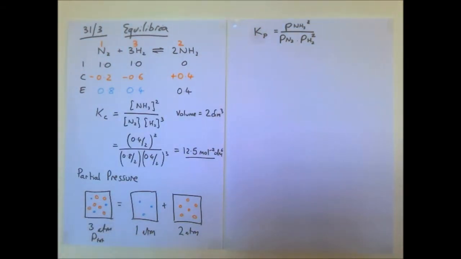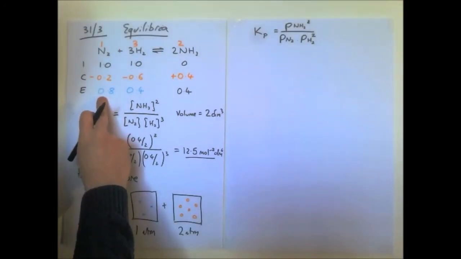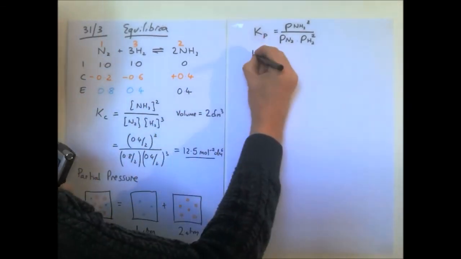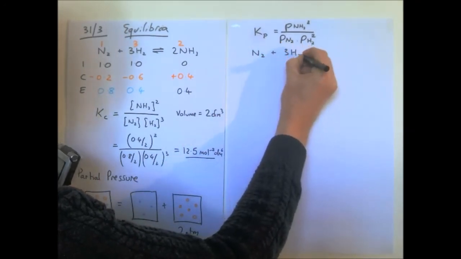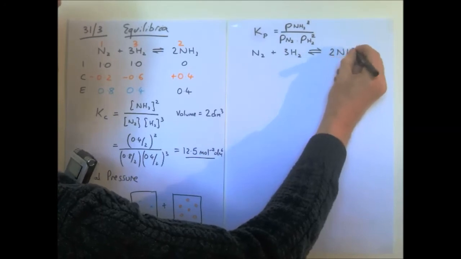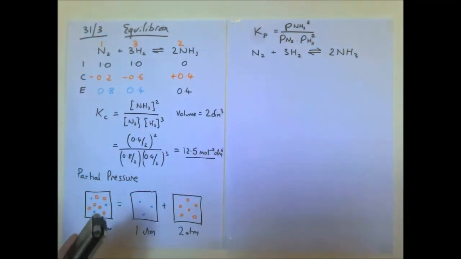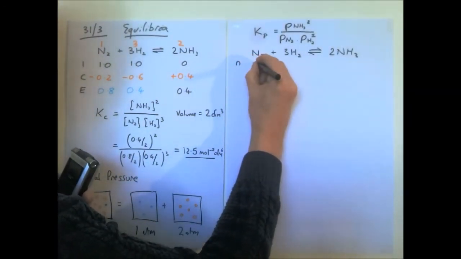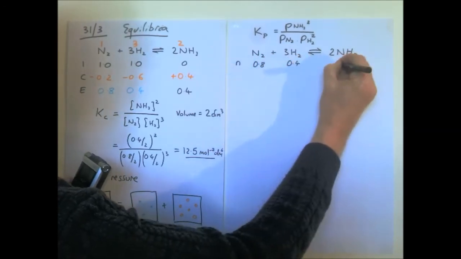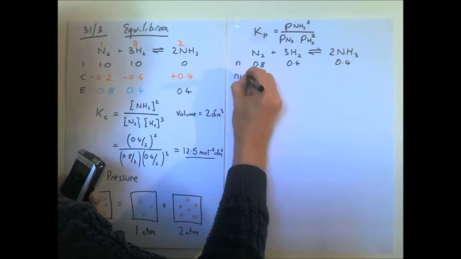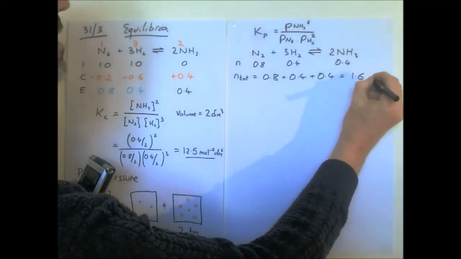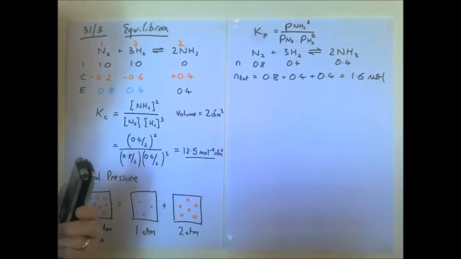Okay, so let's do this for this reaction here. What we need to work out first is the total number of moles. Let's put these numbers here, bring them over to this side. These are moles here, 0.8, 0.4 and 0.4. Well, the total number of moles is just all of those added together, 1.6. Okay, so far so good.